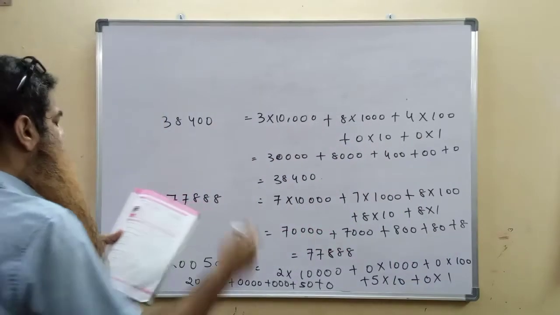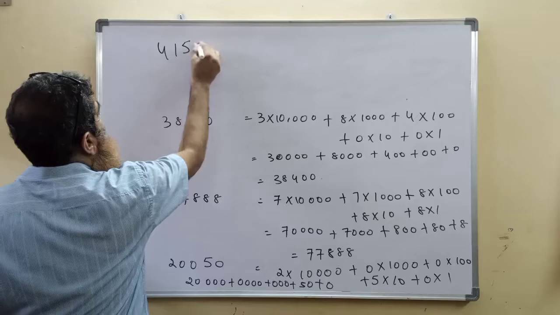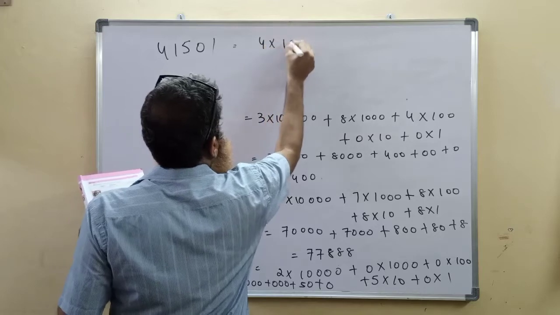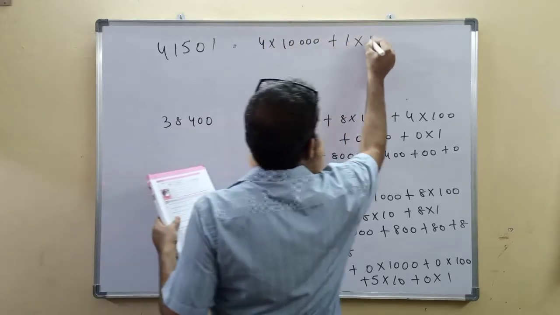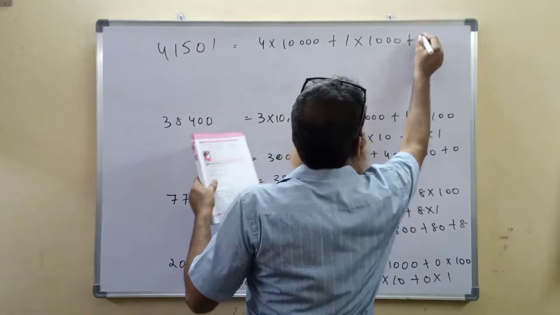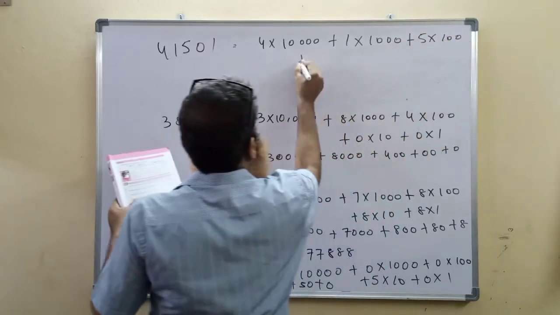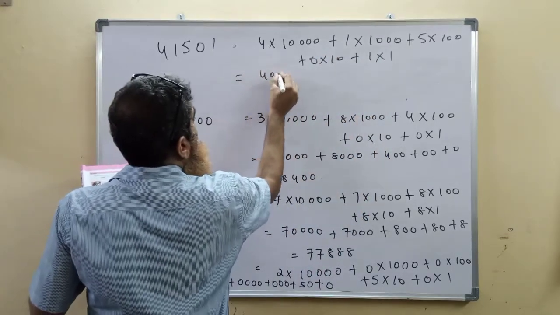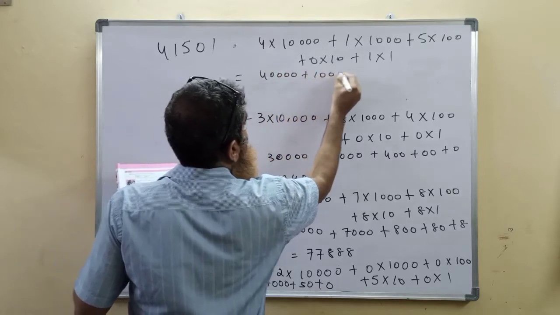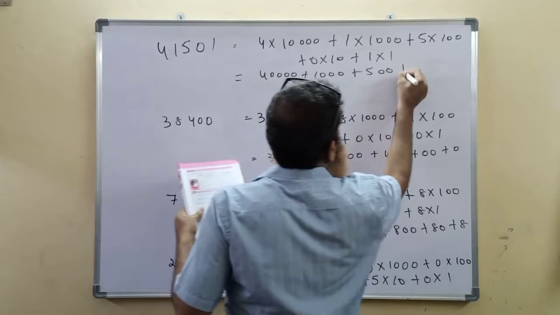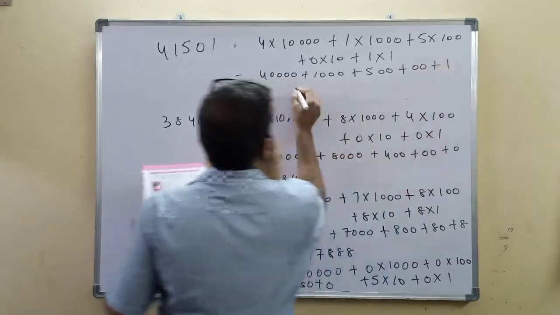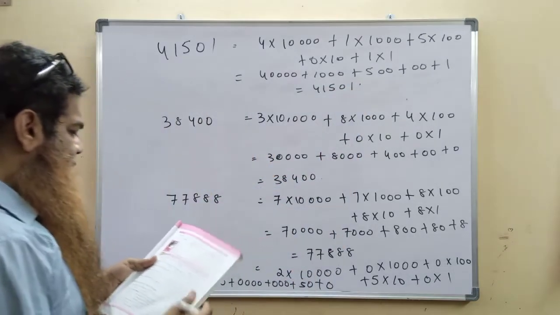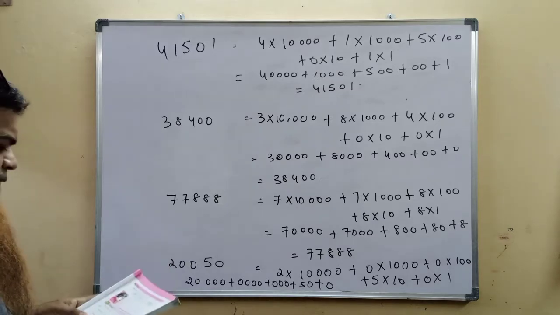The last number in this series is 41,501. 4 into 10,000 plus 1 into 1,000 plus 5 into 100 plus 0 into 10 plus 1 into 1. That gives us 40,000 plus 1,000 plus 500 plus 0 plus 1. So we have 41,501. That completes our expansion work.